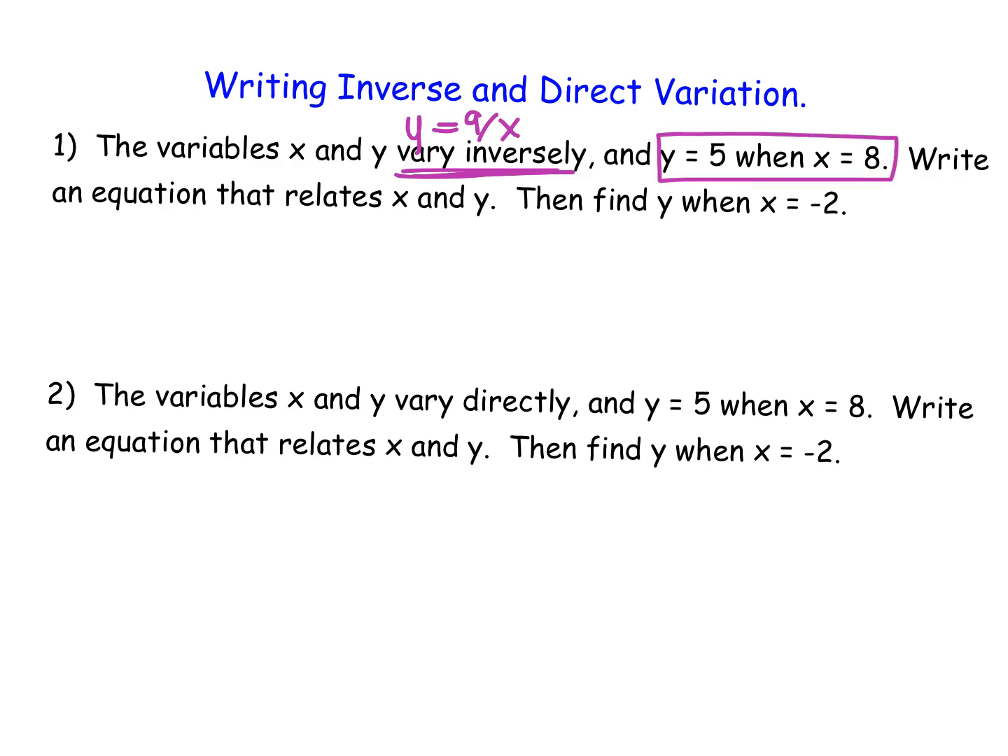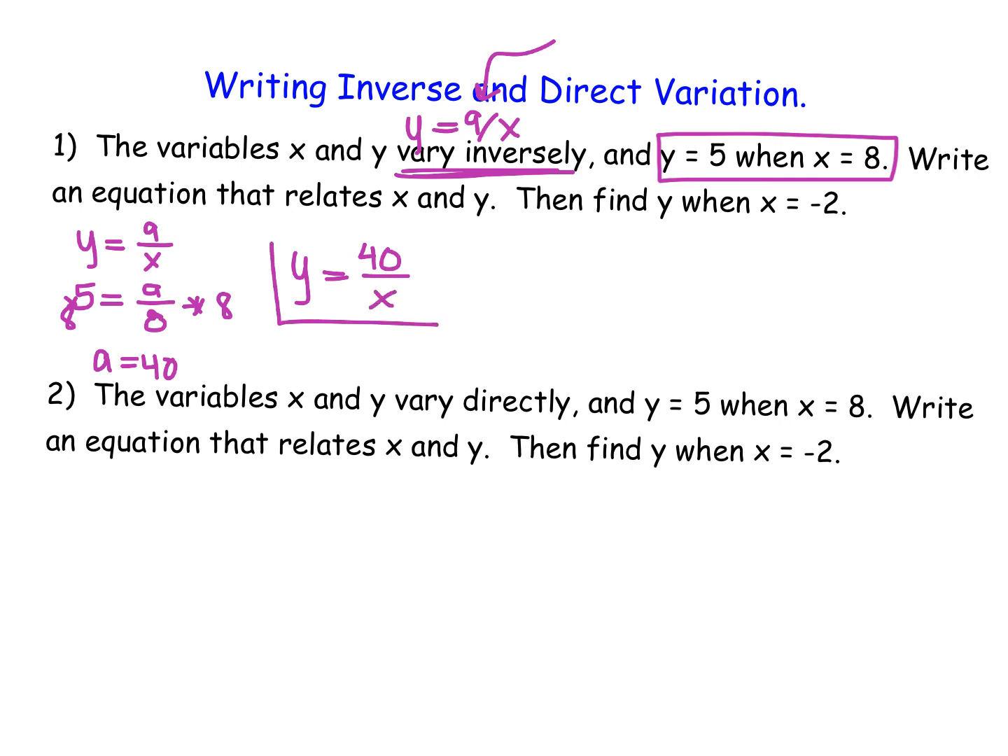So what we can do is use this one pair of values to help us find our a value, because that's really the important piece of an inverse variation equation. So we have y equals a divided by x. But right now we know that one pair that works in this equation is y is 5 and x is 8. So we can rewrite this equation so that we know what the a value is. We multiply each side by 8, and we end up with an a value that is equal to 40. So our inverse variation equation here is y equals 40 divided by x.